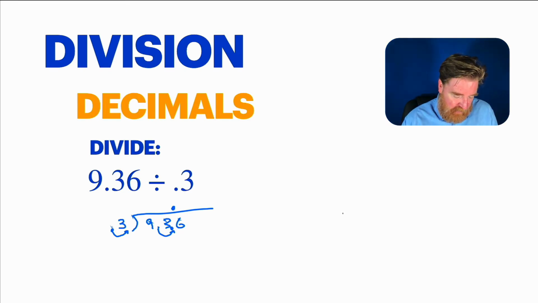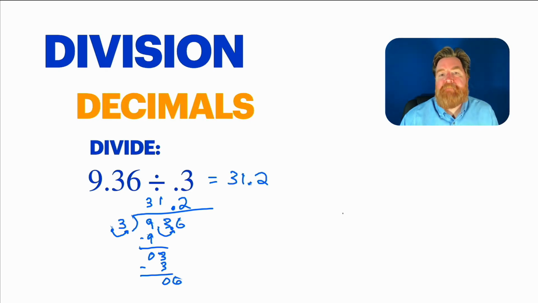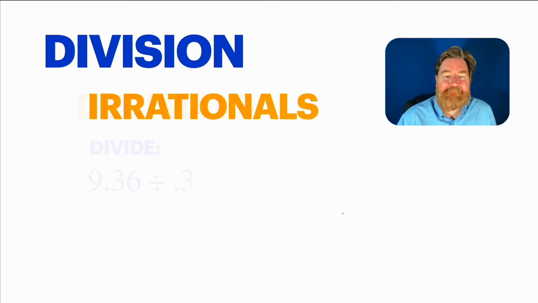So 3 into 9 goes 3 times. Well, that's nice. 3 into 3 goes 1 time. And 3 into 6 goes 2 times. So the answer is 31.2. Looking good. All right, I know you guys are good to go with that.